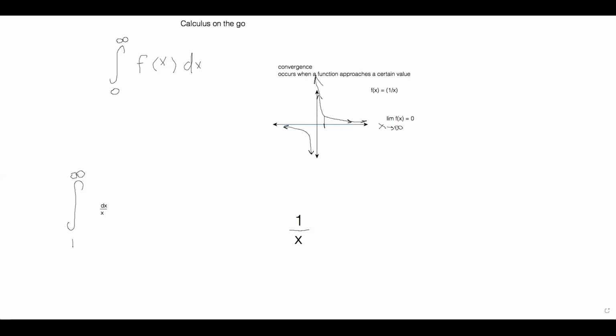So it works if we have something like this, 1 over x to the p power. And remember that if p is greater than 1, then this definitely converges. If it's less than or equal to 1, it diverges. So let's go ahead and write those in. Converges if p is greater than 1. Diverges if p is less than or equal to 1.